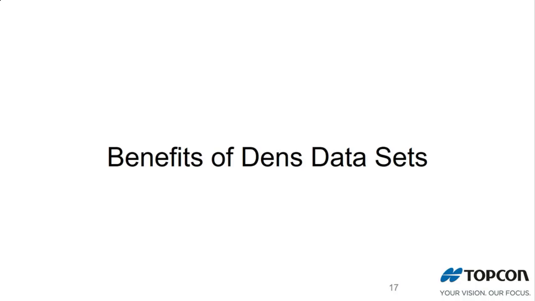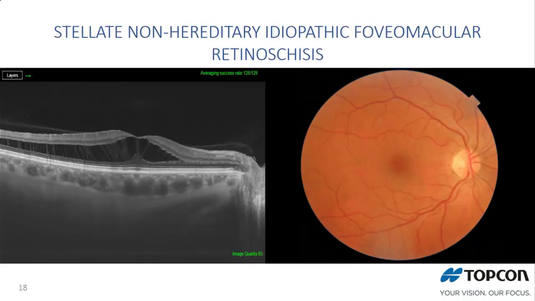So with that in mind, I had this patient here with a stellate non-hereditary idiopathic foveo-macular retinoschisis, or a sniffer patient. So this patient was non-hereditary, so it's not the type that we can now treat with genetic therapy, but it can be used sort of as a stand-in. Now the interesting thing about this patient was that his visual acuity was actually very high. He could see very well.